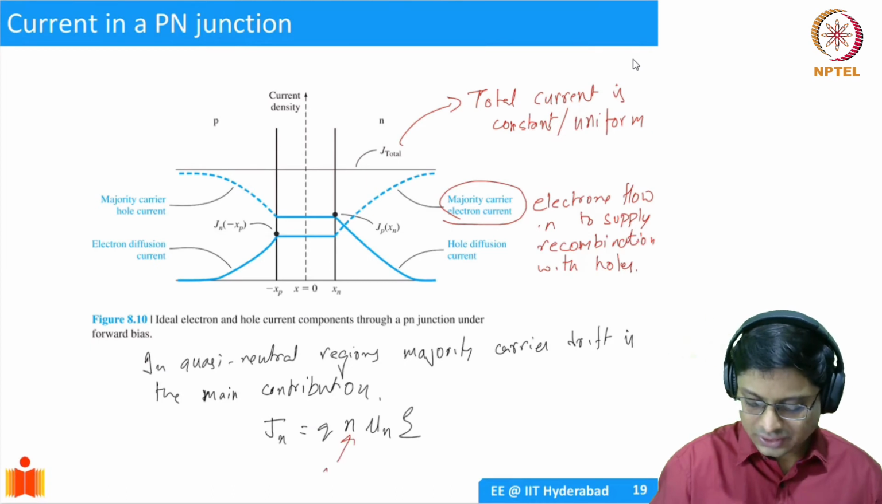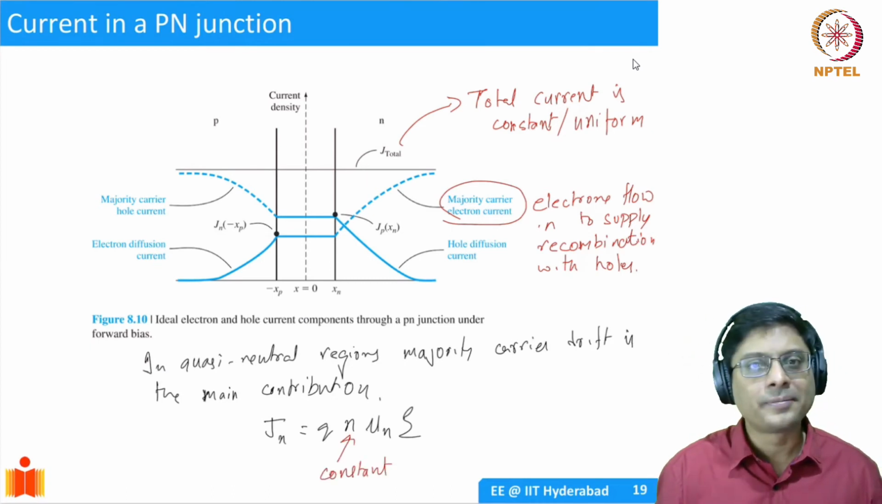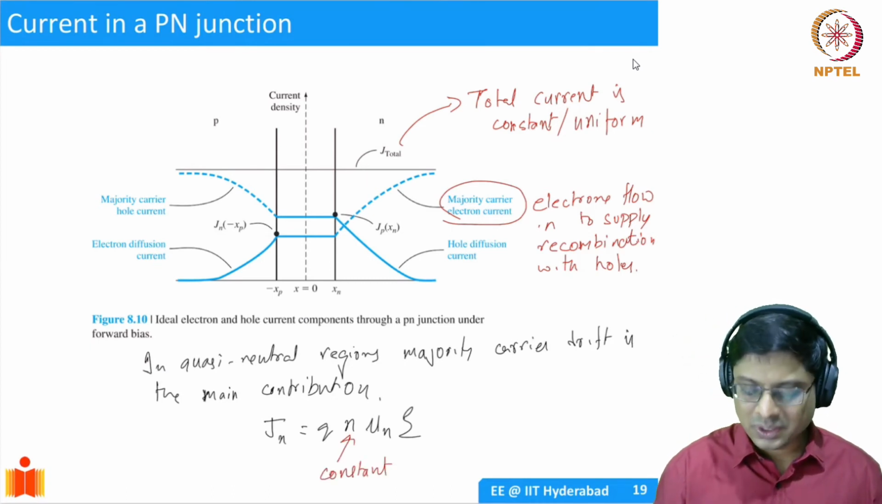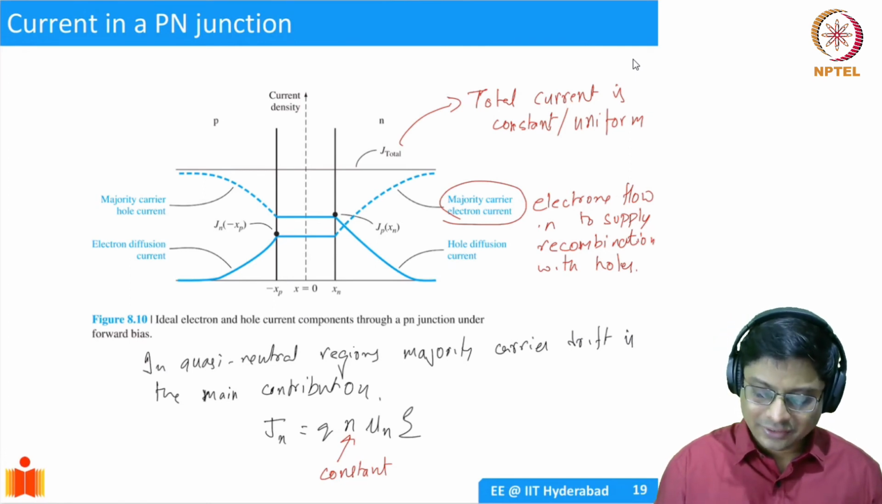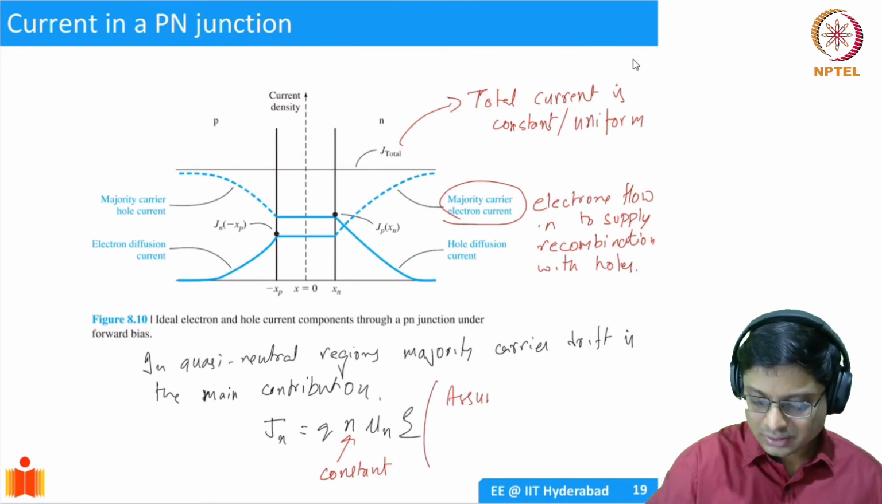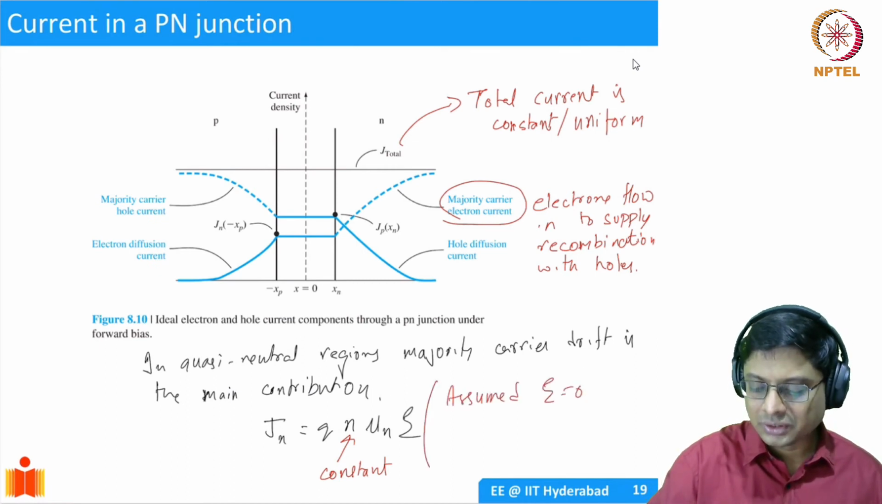This is constant, isn't it? And mu and q are material constants. And we assumed, remember, we assumed E equal to 0 in quasi-neutral regions. When we are drawing the band diagrams, we said E is going to be 0.